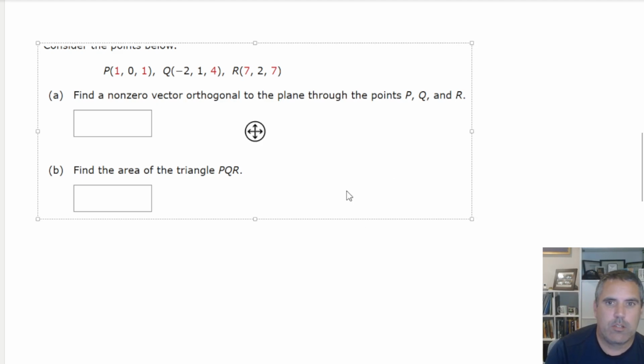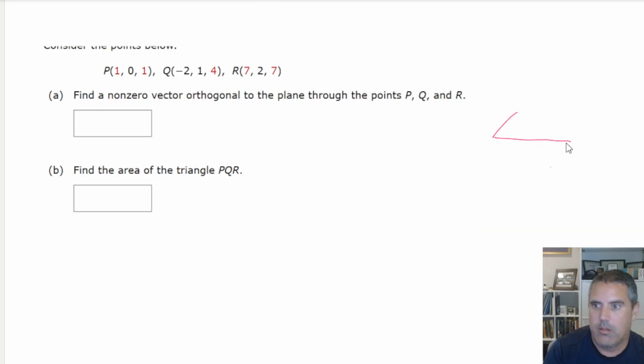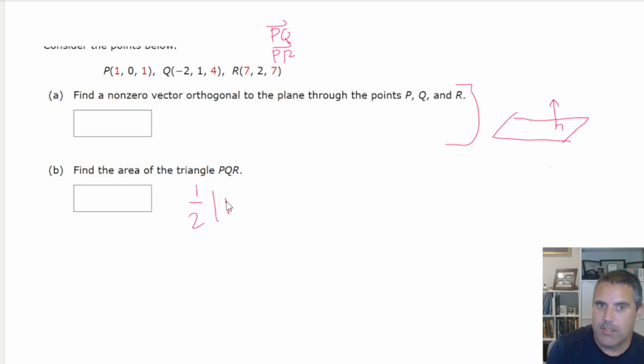Find a non-zero vector orthogonal to the plane. Oh, okay, that's a standard thing we've done a lot of, which is to find a vector that sticks out of a plane. So you have to find PQ by subtracting. You have to find PR by subtracting, and then you have to take their cross product. So that's a big skill. Find the area of the triangle. Well, that's 1/2 of the length of whatever that cross product is you just got.